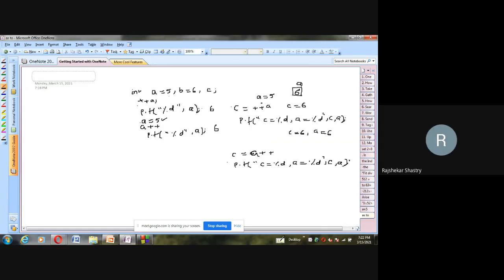C is 5, A is 6. Yes, sir. Good. What happens is the same plus plus operator, we are using it in postfix form.